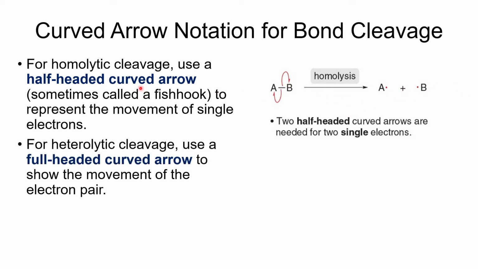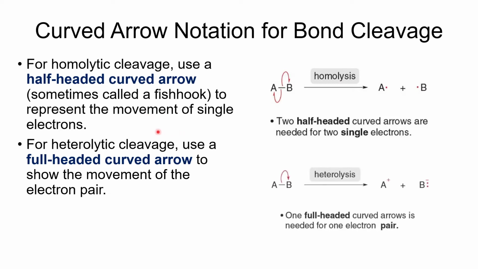For the heterolytic, we'll use a full-headed arrow. We've used this already. The full-headed arrow is where 2 electrons are going to move, and in this case we have it going to atom B, but it could easily go to atom A if that were the reaction we're doing. So just use the appropriate arrow with the appropriate type of reaction.